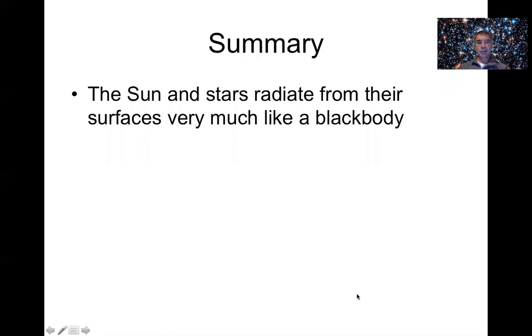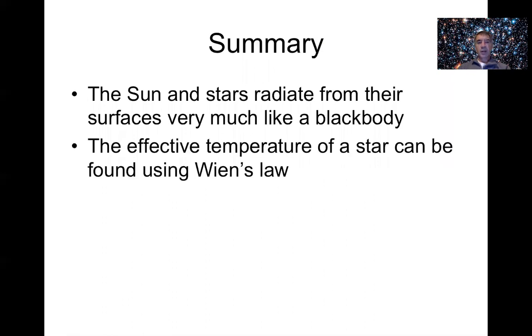So let's summarize this lecture. The sun and every other star pretty much radiates from their surfaces very much like a black body. So we've introduced this idea of black body radiation as a very useful concept for starlight. We've seen 2 concepts that flow from black body concepts and the Planck function. The first is that where the peak of the Planck function lies is determined solely by the temperature of the star. That's Wien's displacement law.